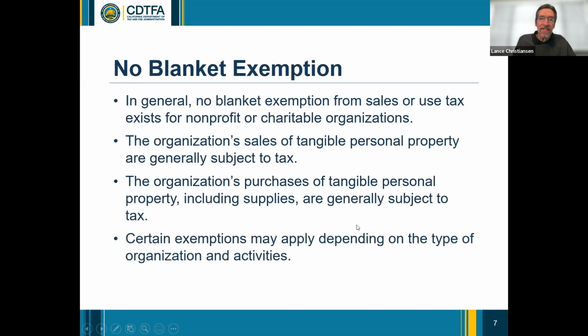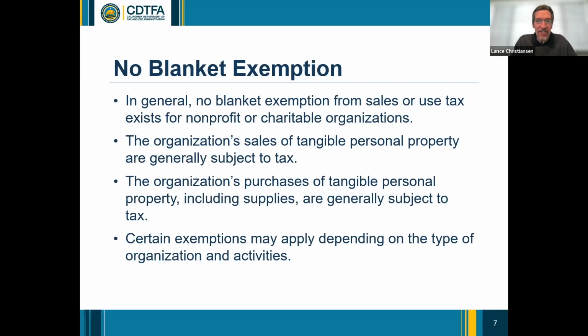Now, the first thing I need to point out, unfortunately, there is no blanket exemption from sales or use tax just because you're a nonprofit or a charitable organization. Wouldn't that have been nice if I could have just said, yep, you're a nonprofit, you don't have to worry about taxes. Have a good day. But unfortunately, that is not the case. So there's definitely rules that apply to you as well.